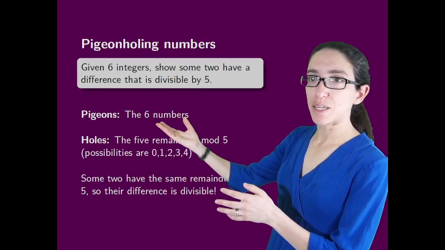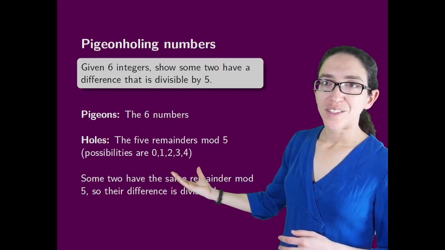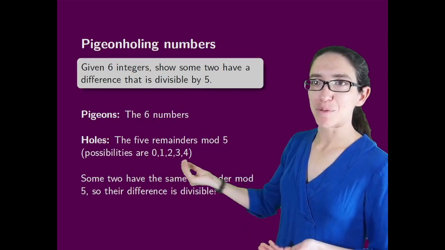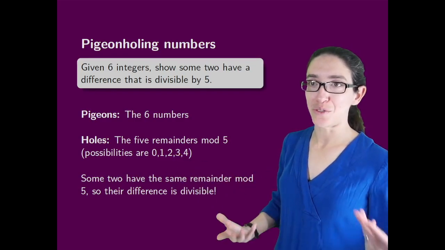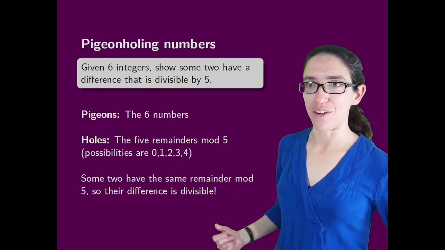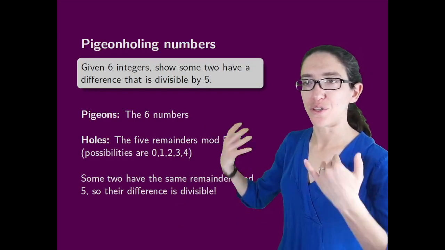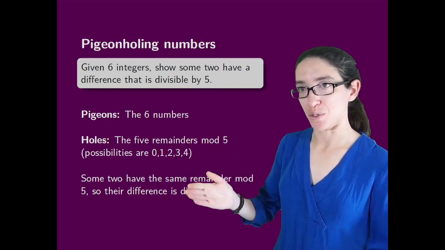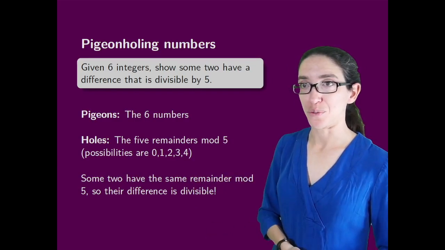Since there's 6 numbers and only 5 holes, some 2 numbers have to have the same remainder. One of these remainders contains 2 of the pigeons. So some two of these numbers, no matter what our 6 numbers are, have the same remainder mod 5, and so their difference is divisible by 5, because those remainders will subtract to give you 0.